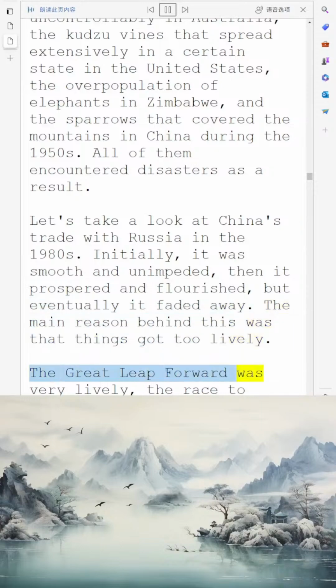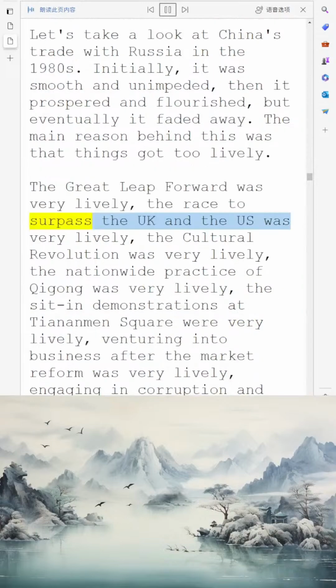The Great Leap Forward was very lively. The race to surpass the UK and the US was very lively. The Cultural Revolution was very lively. The nationwide practice of Qigong was very lively. The sit-in demonstrations at Tiananmen Square were very lively.